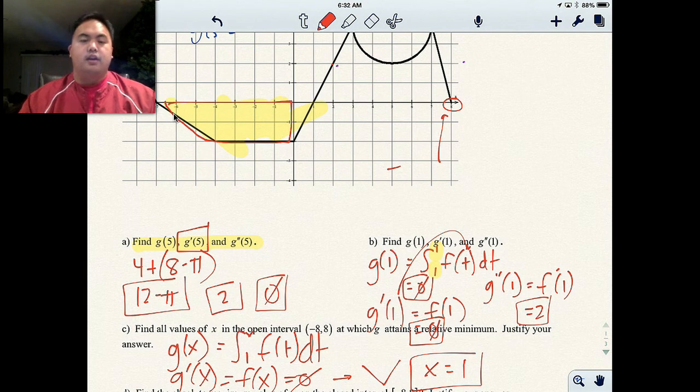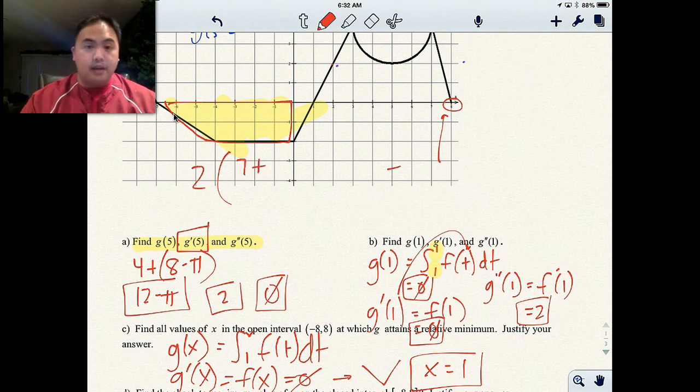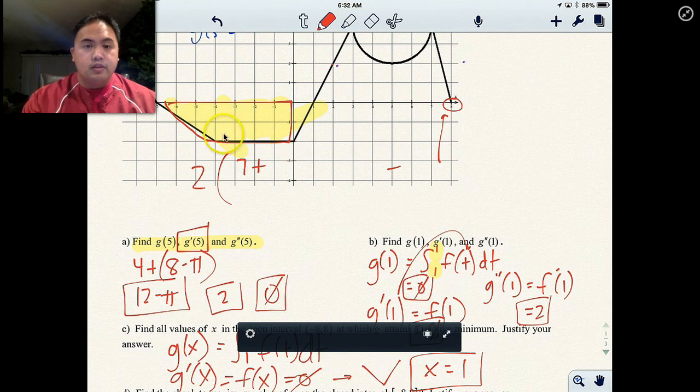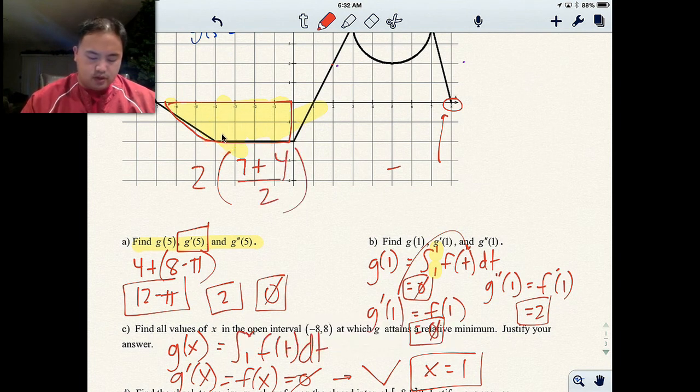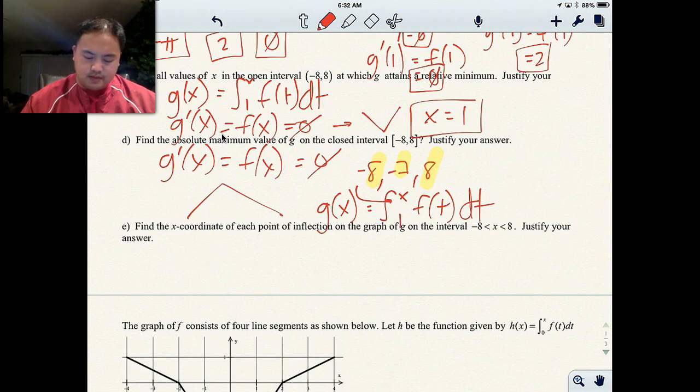Okay. If I calculate it, the area of a trapezoid, if you remember from the last video, is average of the bases times the height. My height here is 2, and my bases are 0 to negative 7, so 7, and the bottom base is 1, 2, 3, 4 over 2. This is 11. So if I plug in negative 8, I get 11.